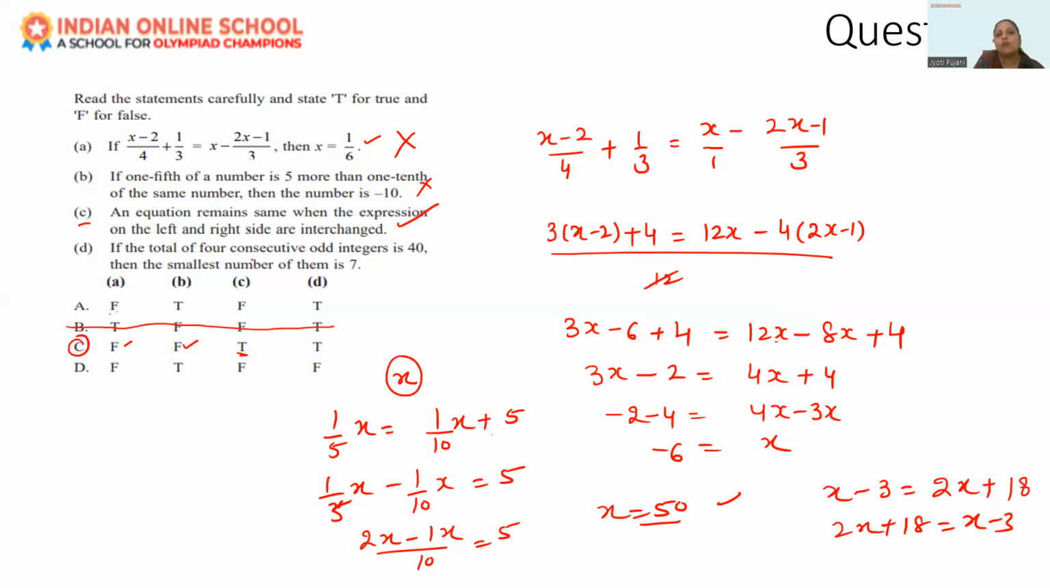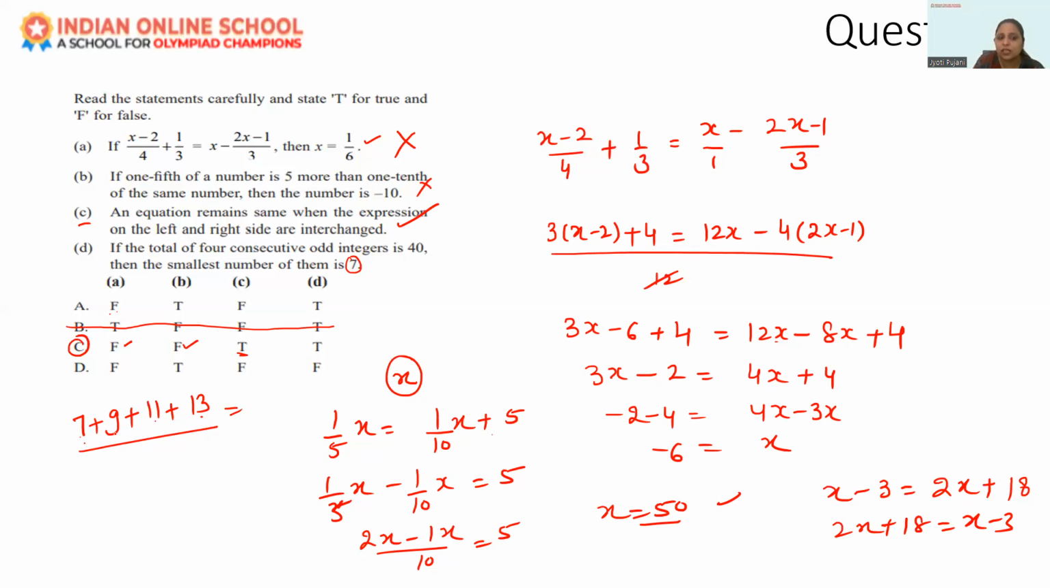If the total of 4 consecutive odd integers is 40, then the smallest integer is 7. I will start from the answer here. They are saying the smallest is 7. For 4 consecutive odd integers, what will be the odd integer after that? Obviously 9, and after that 11, after that 13. So 7, 9, 11, 13. Let's see if their sum is 40 or not.